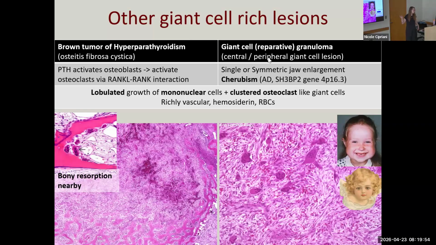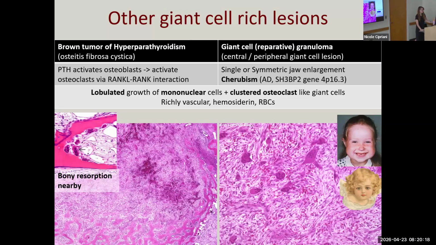These names keep changing. I cannot promise you in what era the boards will have their nomenclature. So you always want to remember what the historic names for things were, because sometimes the boards have the historic names in the questions. So giant cell reparative granuloma, peripheral giant cell lesion. These are all words that were used for this.